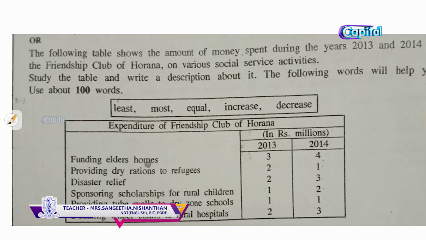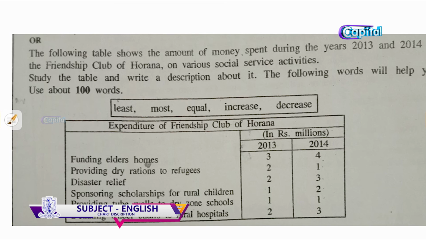This table differs from the table we have studied earlier that contained a single data, and here we have to describe it, compare it row wise and at the same time column wise. What happened in 2013 and in 14, and what are the activities on which they spent more money. So we have to compare row wise and at the same time we have to compare column wise here. So it is a different category.